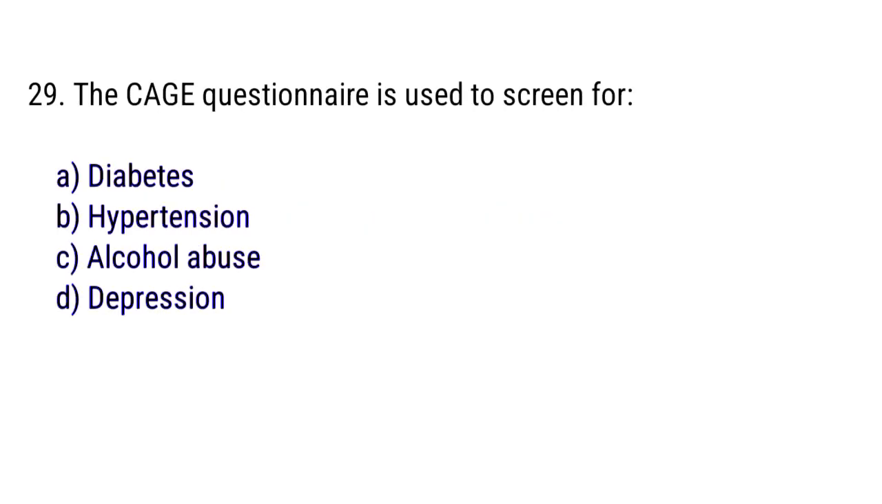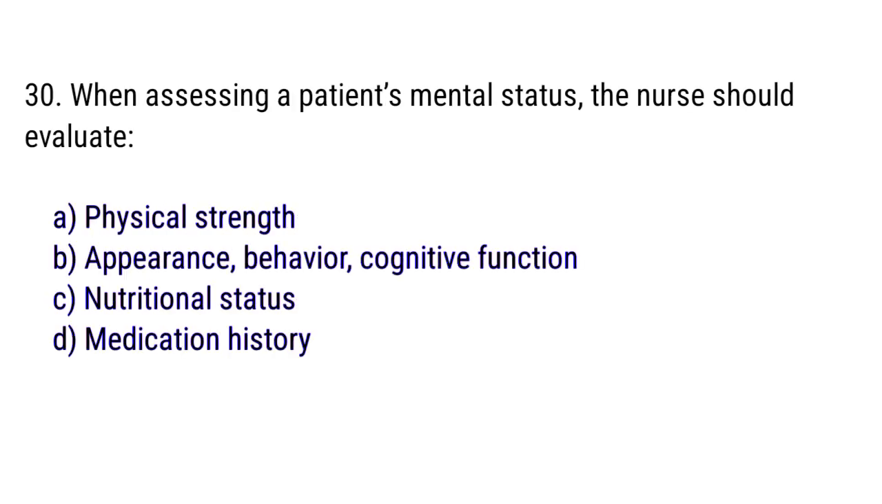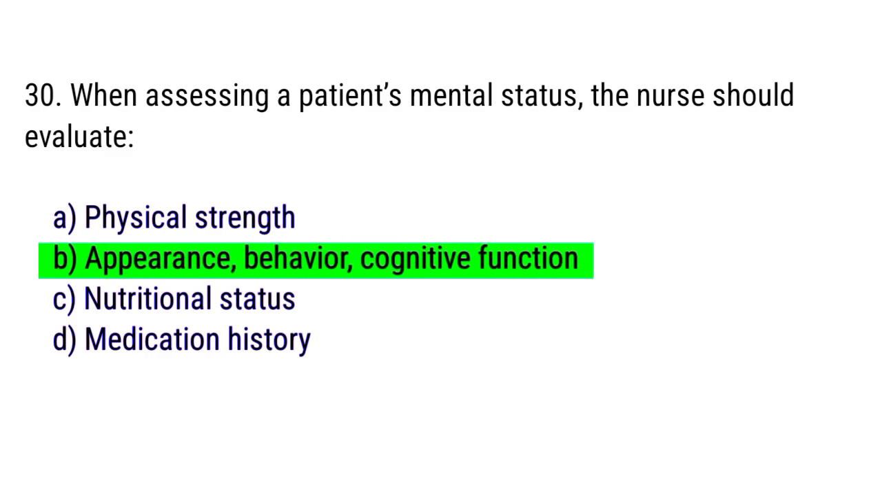Question number 29. The CAGE questionnaire is used to screen for. The right answer is option C. Alcohol abuse. Question number 30. When assessing a patient's mental status, the nurse should evaluate. The right answer is option B. Appearance, behavior, cognitive function.